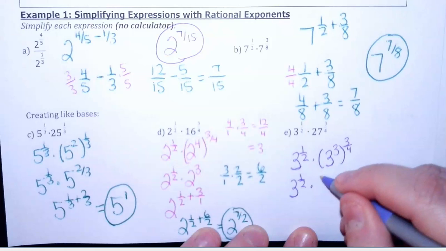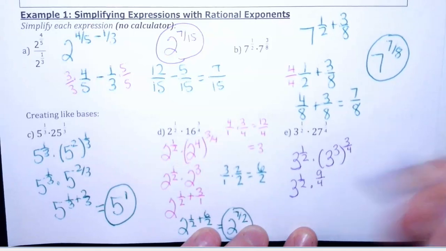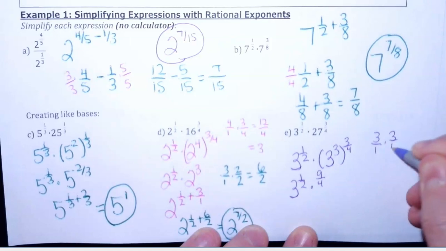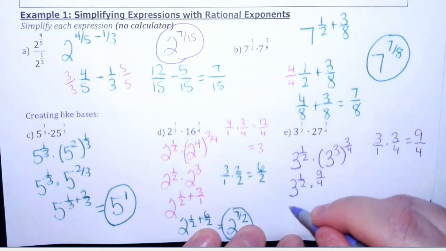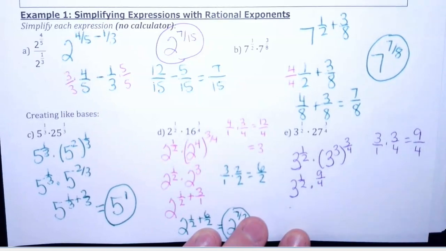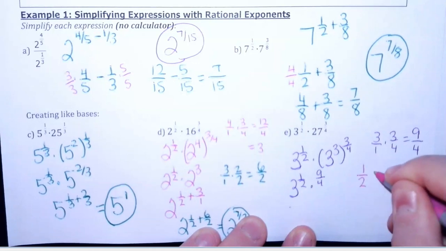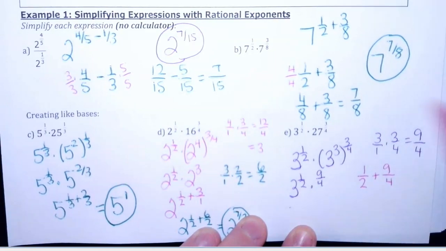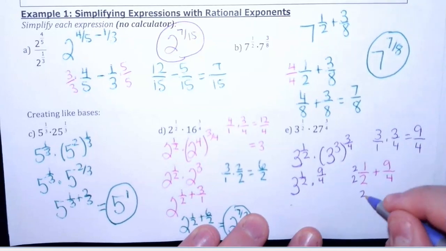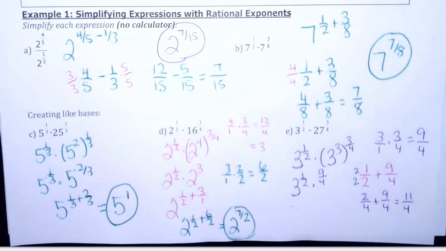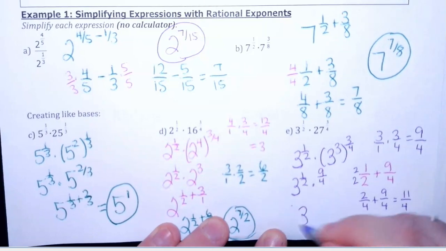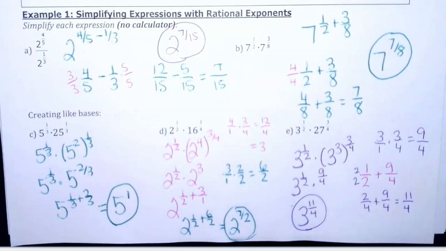Power to a power, we're going to multiply the exponents there. If I do that, I'm going to get 9 over 4. So I'm doing 3 times 3/4, just multiply straight across the top, straight across the bottom. That's where that's coming from. I do need to add these exponents together, so we need a common denominator. So 1/2 plus 9/4. What I would recommend there is to multiply top and bottom of that fraction by 2 to get a common denominator of 4. So I'd get 2/4 plus 9/4, which would simplify in total to 11/4, and that's going to be our answer, 3 to the 11/4 power.